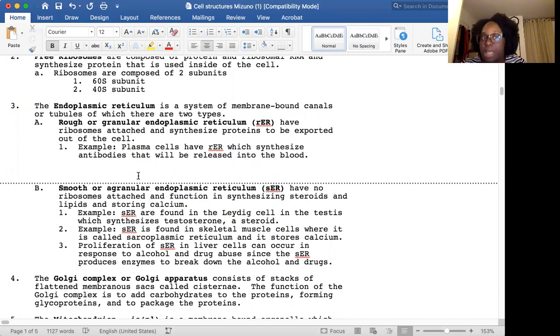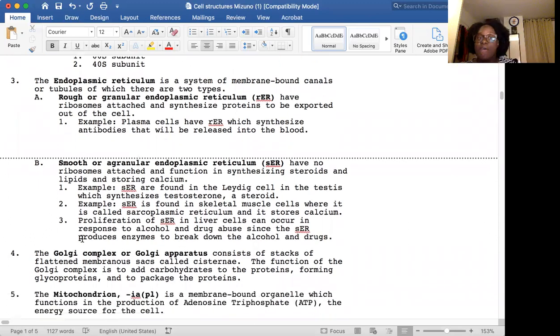Examples where we see rough ER are in plasma cells that help to synthesize antibodies that are released into our bloodstream. And smooth ER does not have any ribosomes attached, and it functions in synthesizing steroids and lipids and storing calcium. So that's a very distinct function of a smooth ER versus a rough ER, which synthesizes proteins to be exported out of the cell.